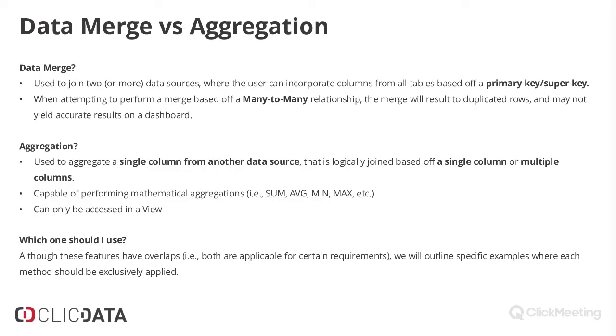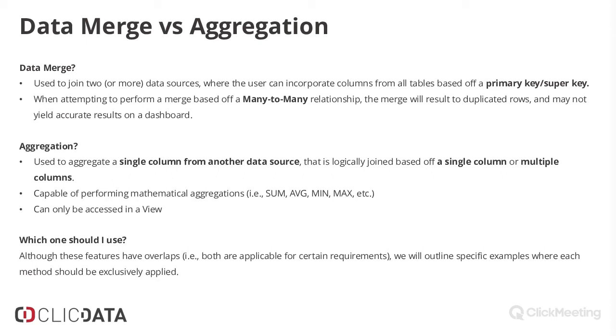So the last topic I'll be covering today is the data merge versus the aggregation transformation. We are aware that there are overlaps between the two, and both can be applicable for certain requirements. But just to talk a bit about the two, a data merge is used to join two or more data sources, where the user can just choose and select particular columns to be in the finalized merge, in which these tables or these data sources would be merged based off of a primary key or a super key. In other words, a common column or common multiple columns between the two tables or more.